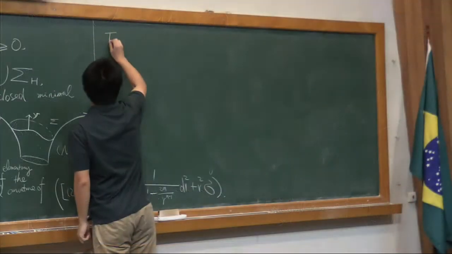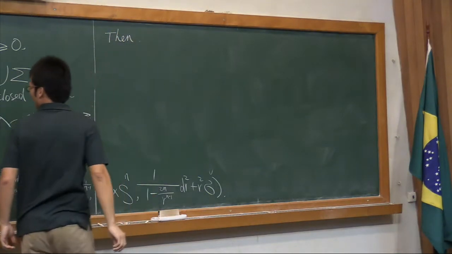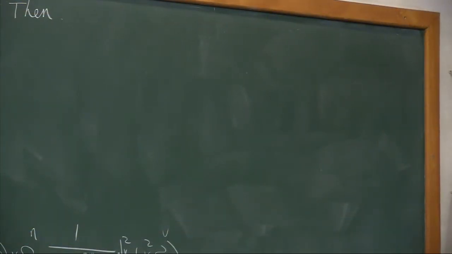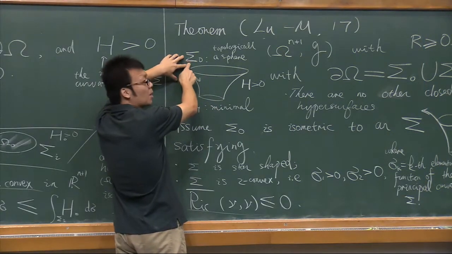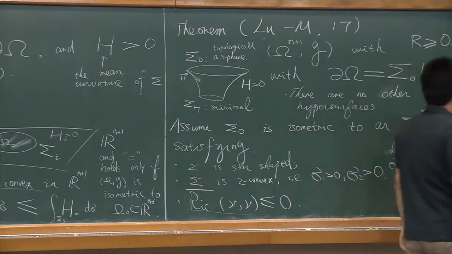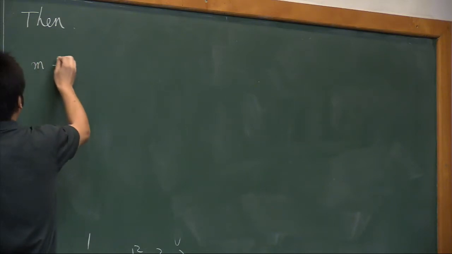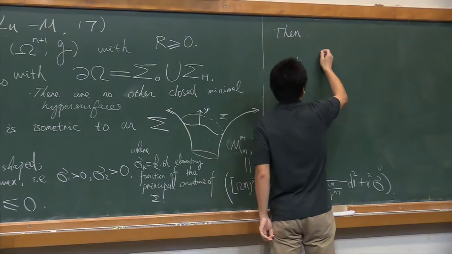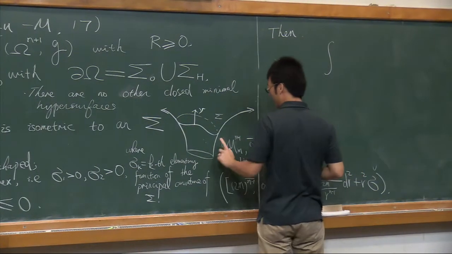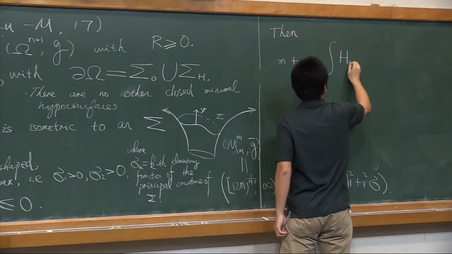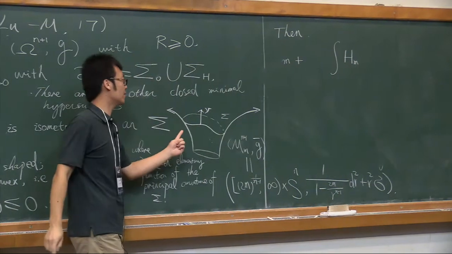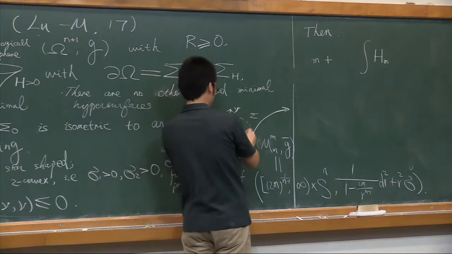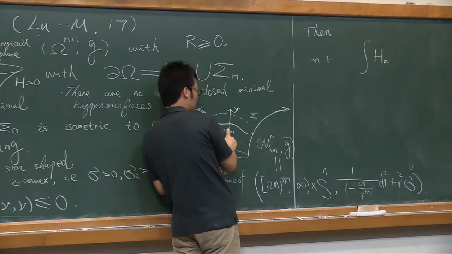Okay, our goal is to say something regarding the boundary geometry of this outer boundary component. So, first of all, we have a number m. M is the mass of this reference space, and we have an integral of Hm. Hm represents the mean curvature of this hypersurface in the reference space. So Hm is the mean curvature of sigma.